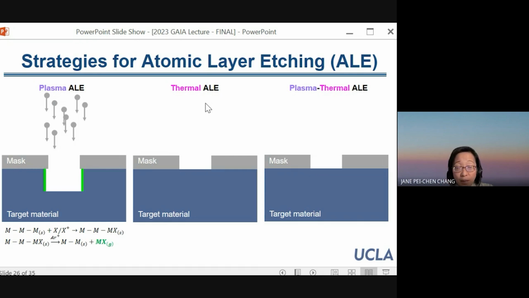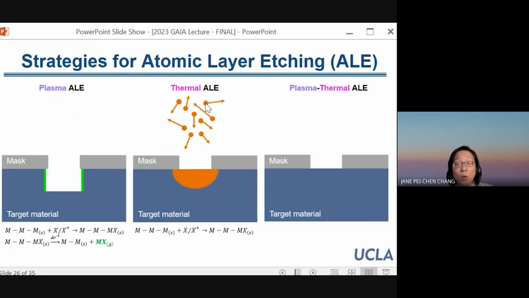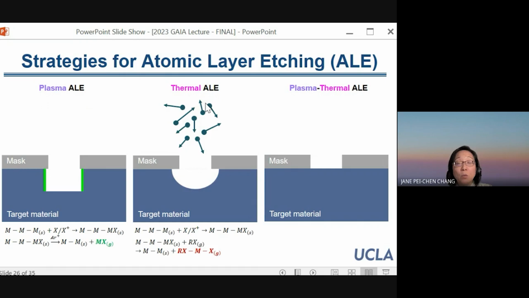If we don't use plasma, a thermal-based process in the gas phase will give you an isotropic reaction. So you will see a hemispherical type of reaction front. You can remove the material, you can continue the process, you can create a dome-shaped structure. It's not going to be vertical. There may be certain areas where you want this type of structure to be formed, but if you want them to be directional, this will not deliver.